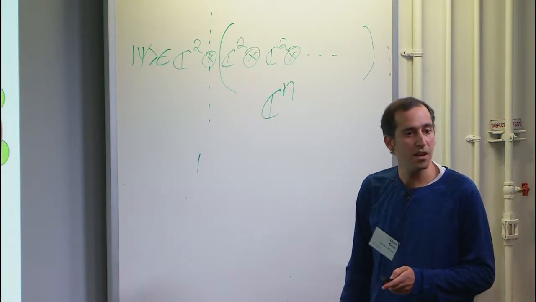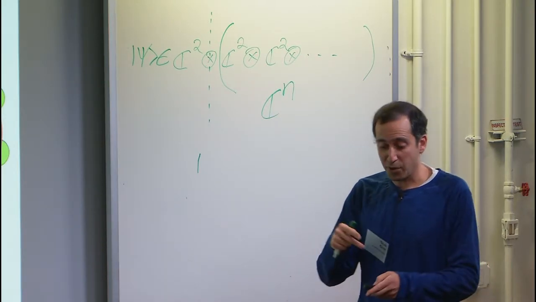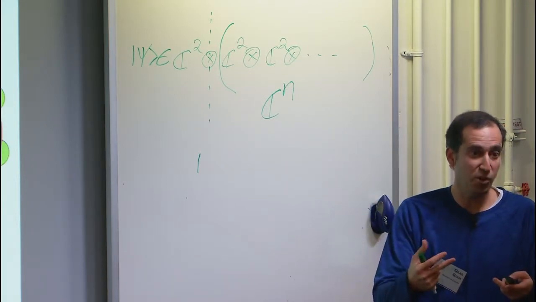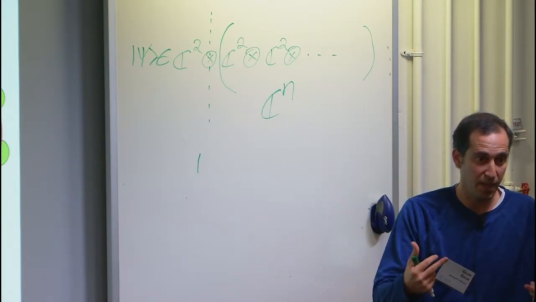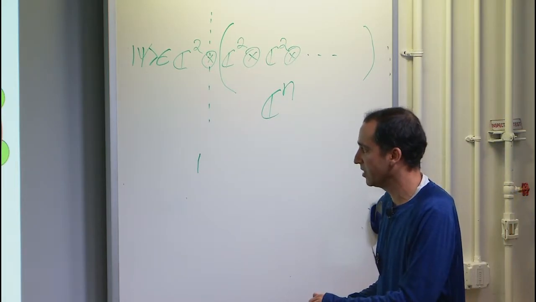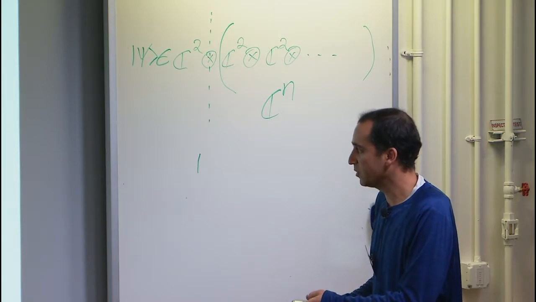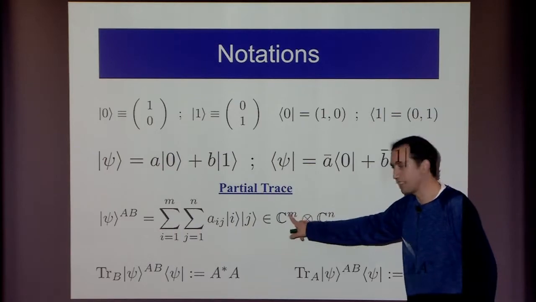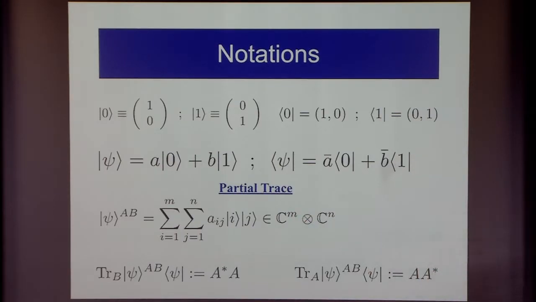Now, of course, if it's not the same dimension, it can never be proportional to the identity for both traces. Only one of them would be proportional, the smaller one. So, but maximally entangled, that's not enough.